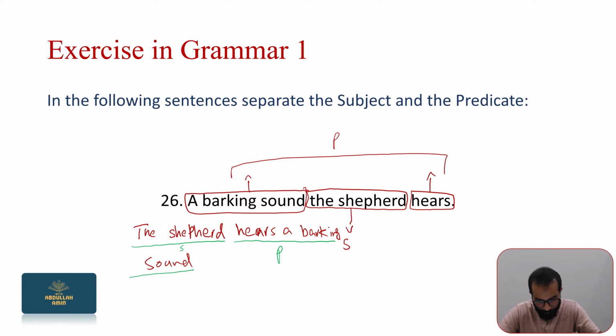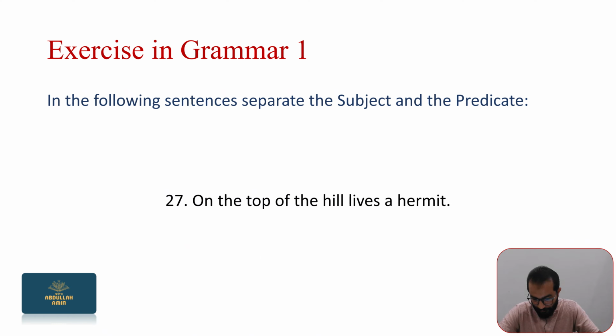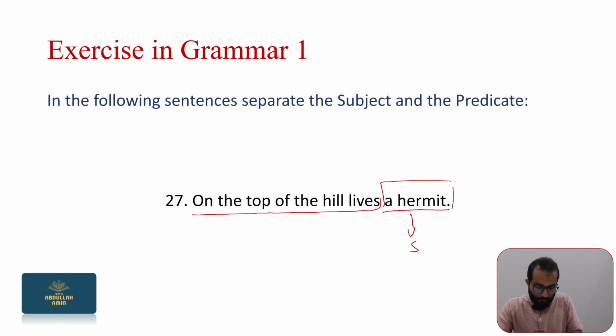Okay, let's move to the next, and I hope it is the last example of the exercise, which is on the top of the hill lives a hermit. Again, this is similar to the one we did. So over here, this last part, a hermit, is the subject, and this part, on the top of the hill, is the predicate.